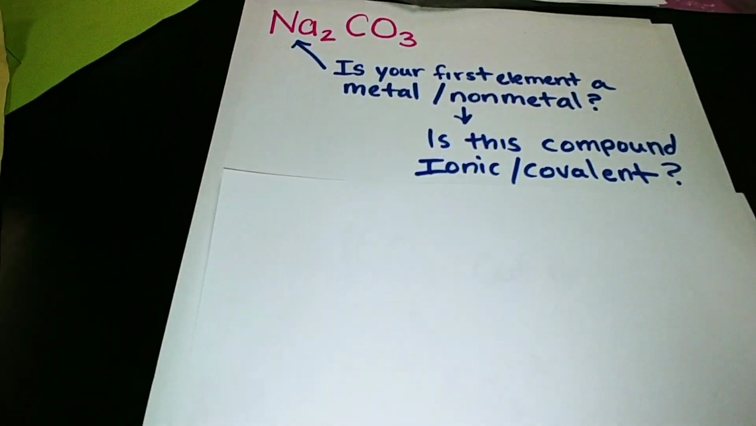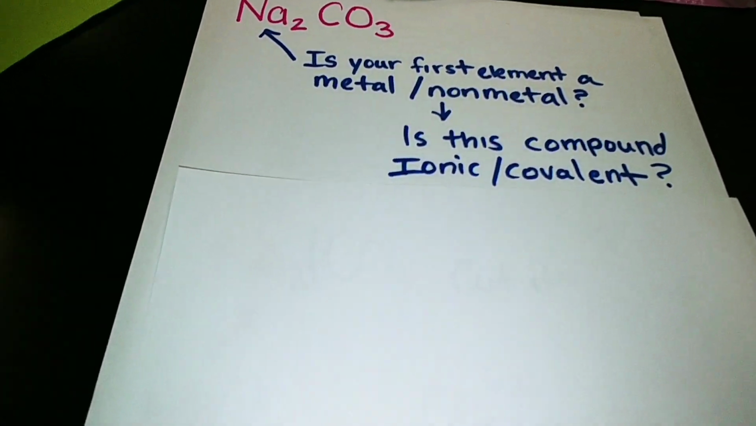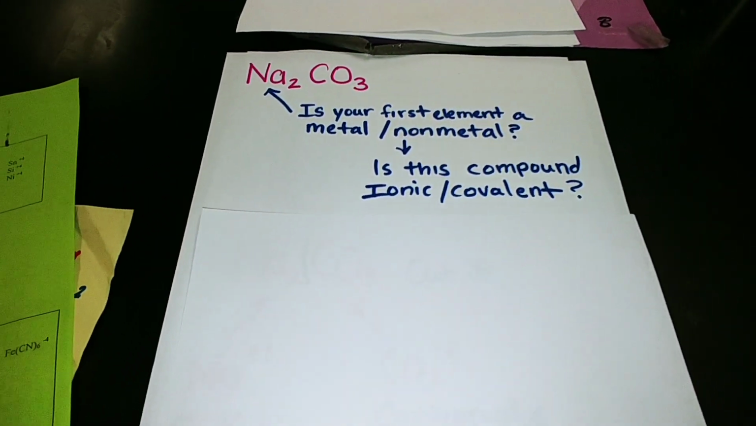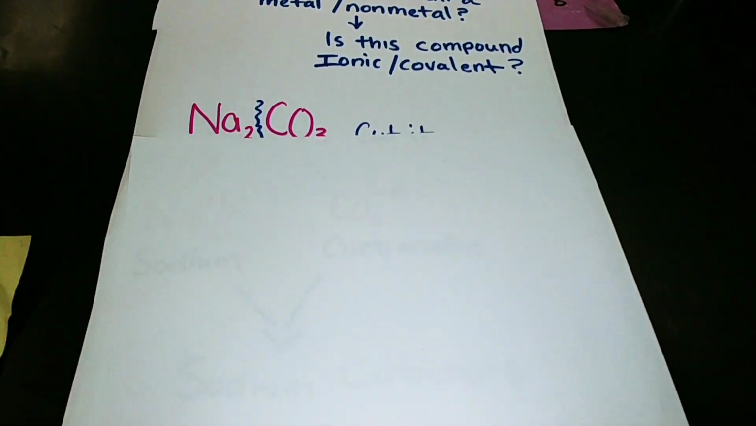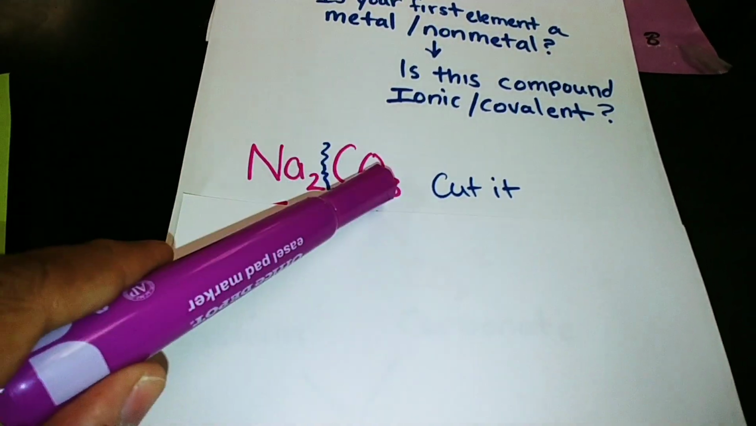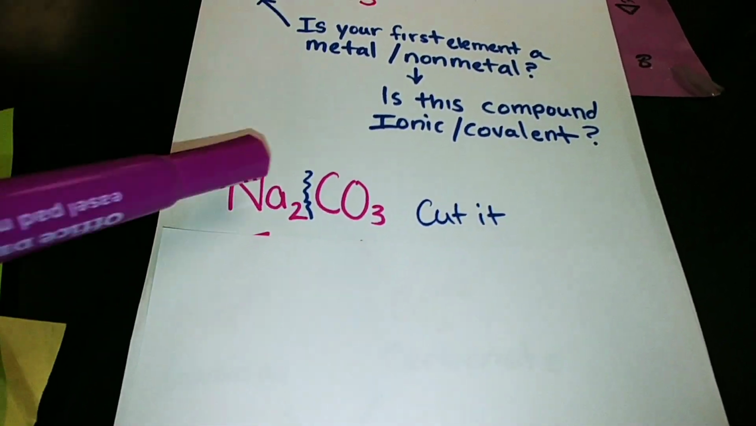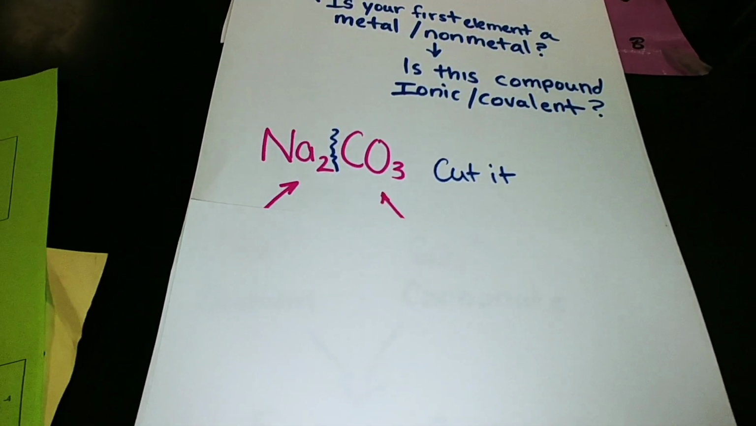So again, because it is a metal, our compound happens to be ionic. So we're going to use the ion sheet. First thing you want to do is cut it out. Cut it in half. Keep one element on the left and the rest of them, whether it's 1, 2, or 3, on the right. So in this case, we have 2 elements.